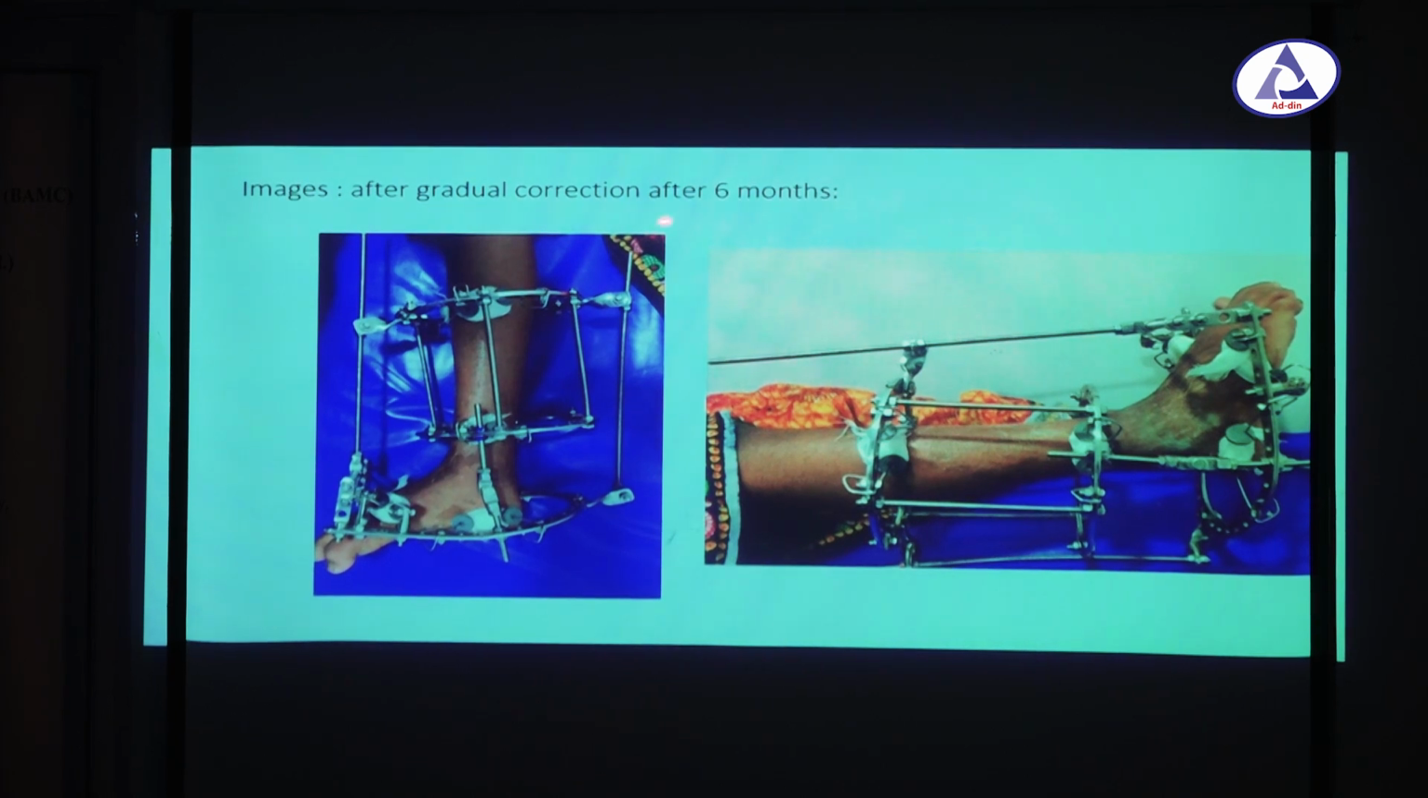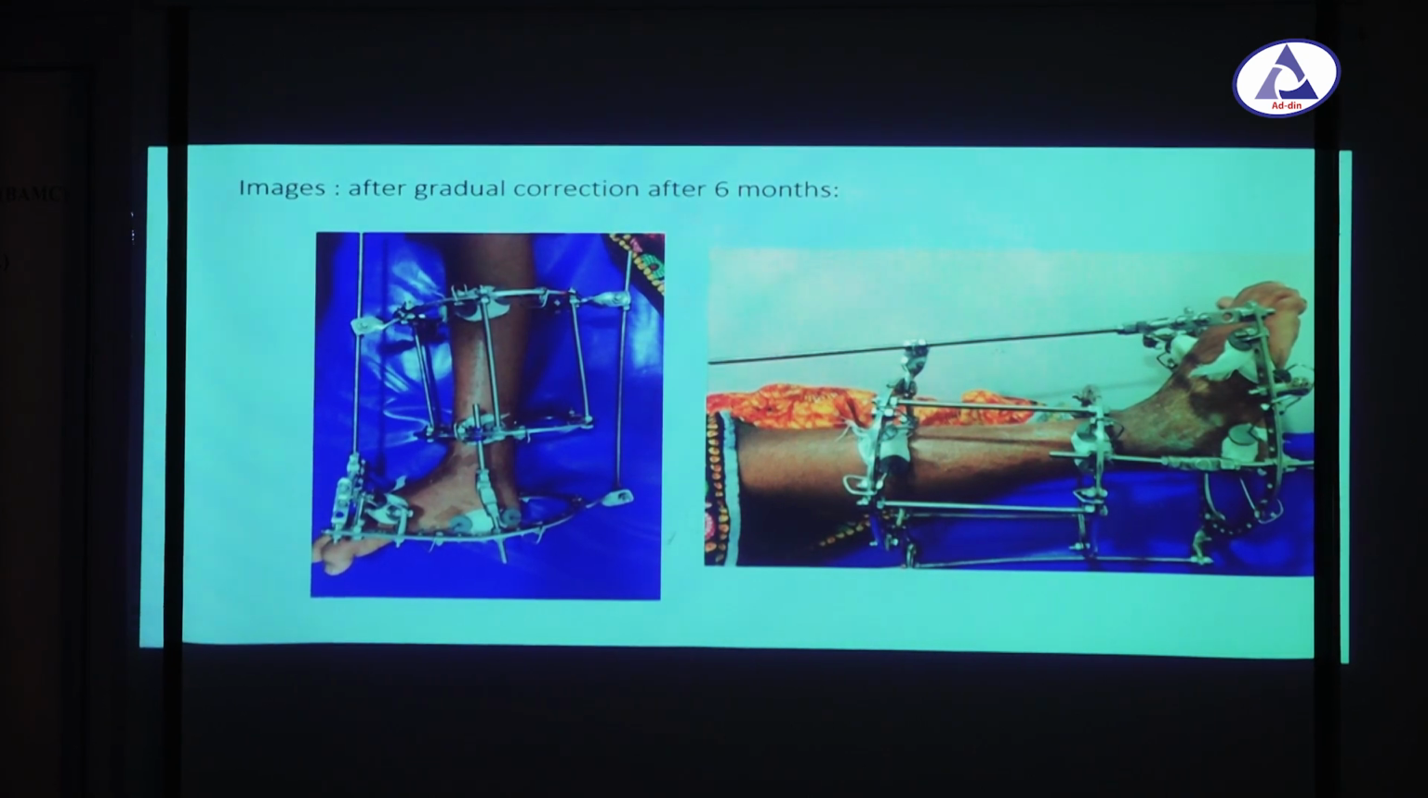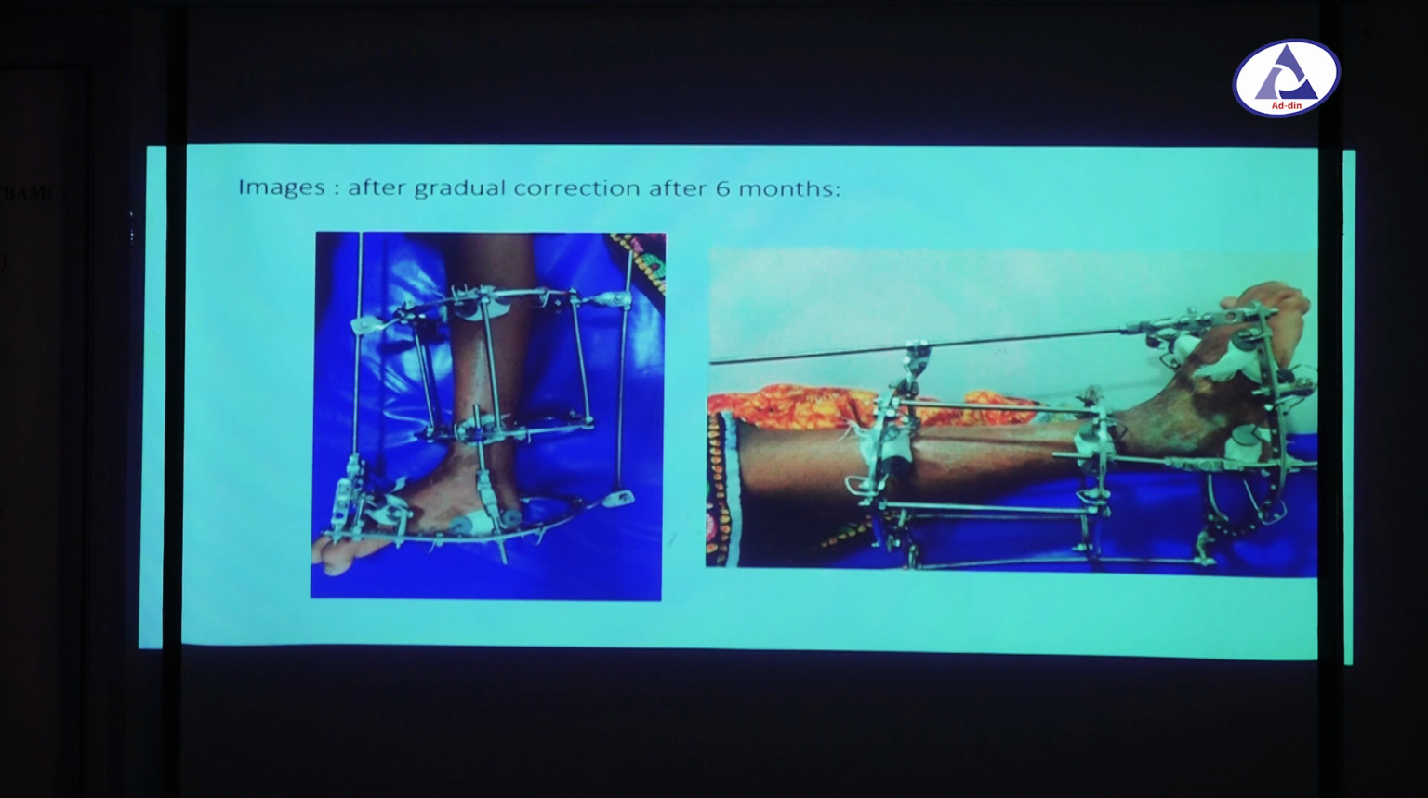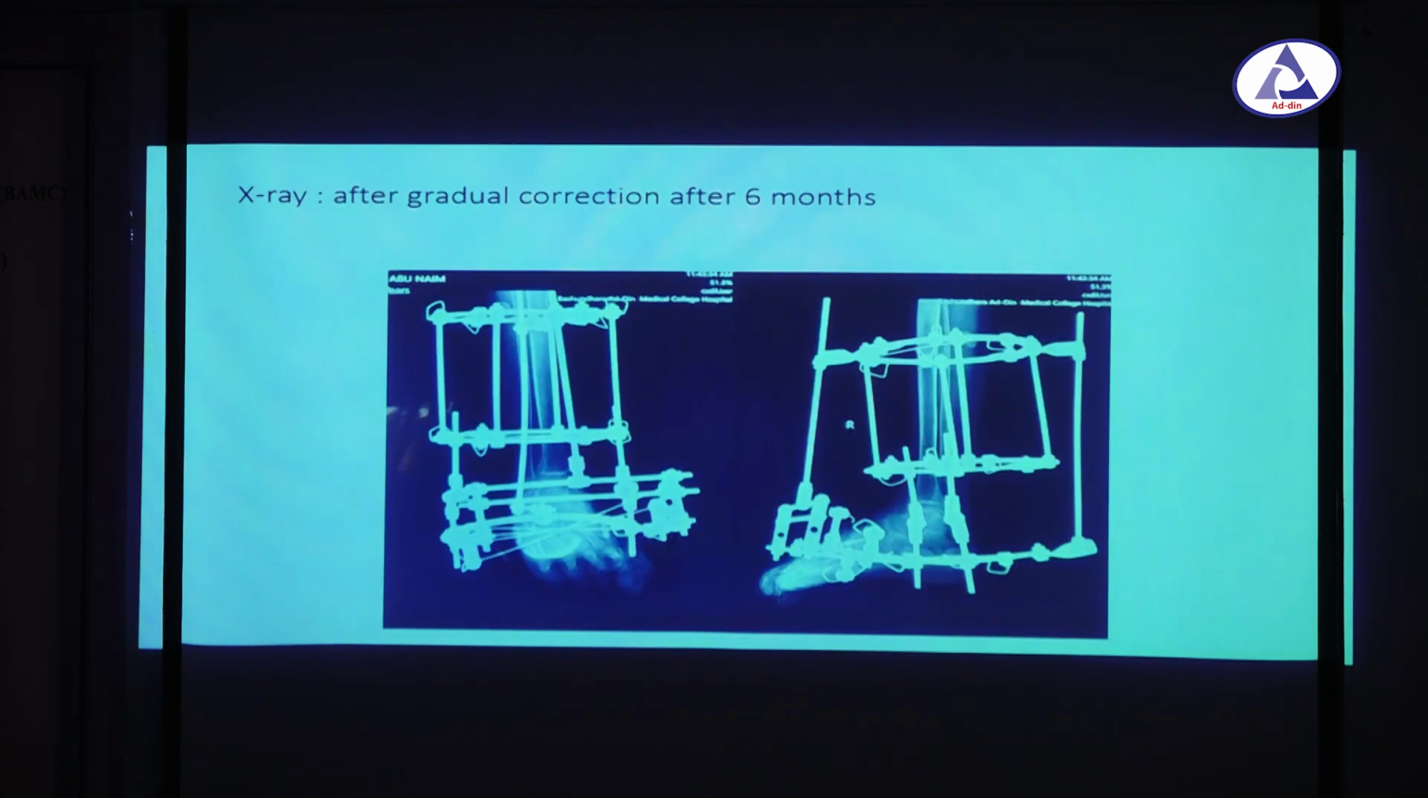And this is the image after gradual correction after 6 months. Here you can see the foot is in plantigrade position. In the lateral view, the foot is in plantigrade position or normal anatomical position of the foot. And this is the X-ray showing, if you compare with the old X-ray, the foot is in plantigrade or normal anatomical position.